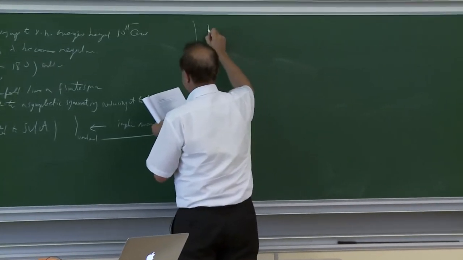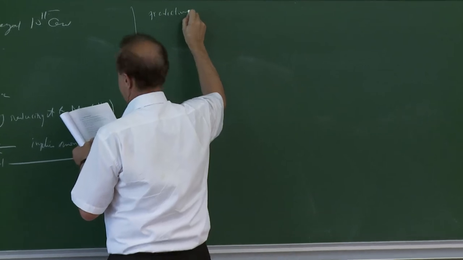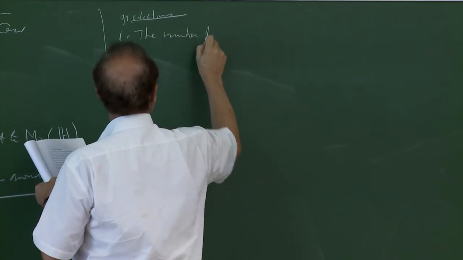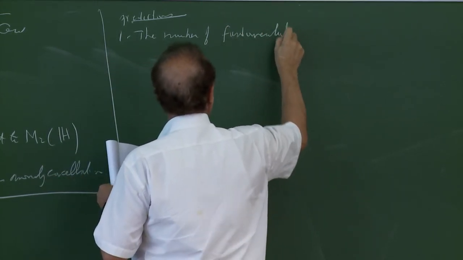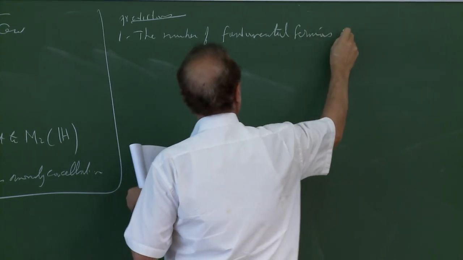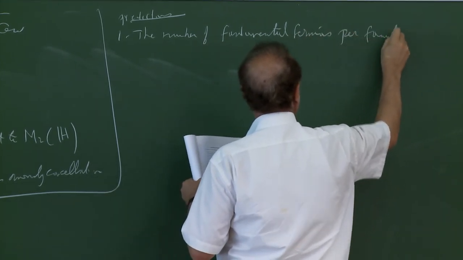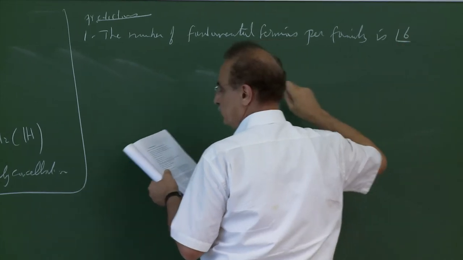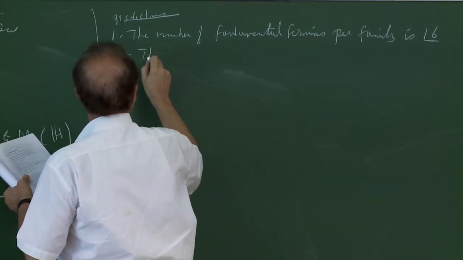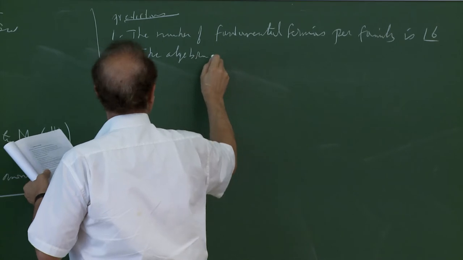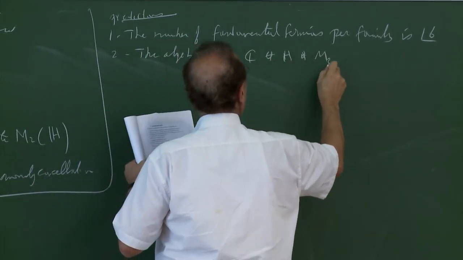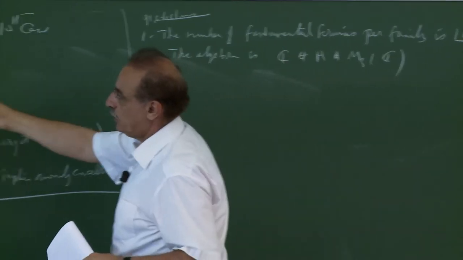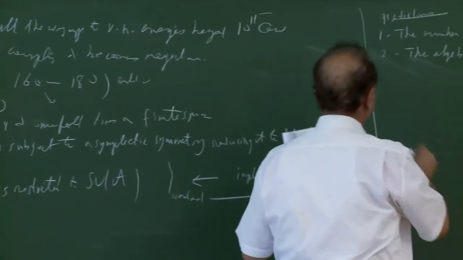Okay, predictions. First, the number of fundamental fermions per family is 16. The algebra is C plus H plus M3 of C. This comes out actually as a consequence of the assumptions.